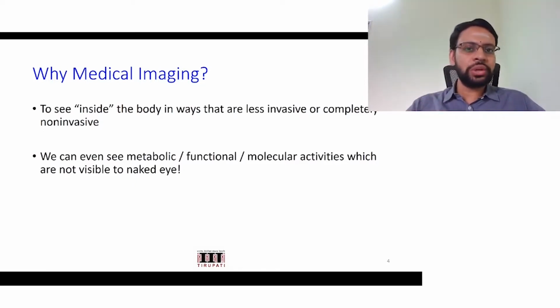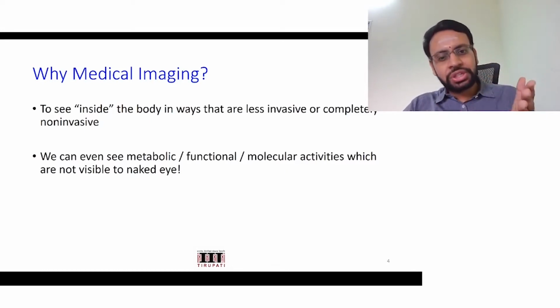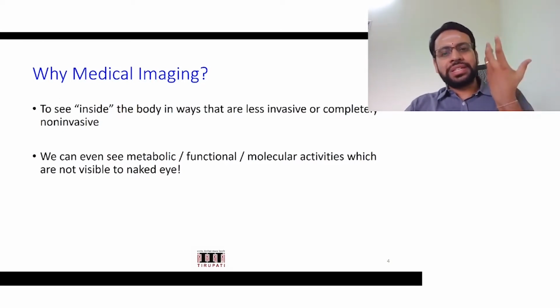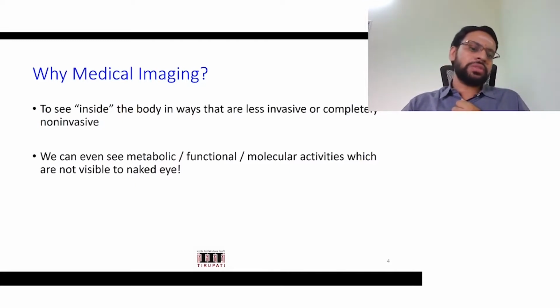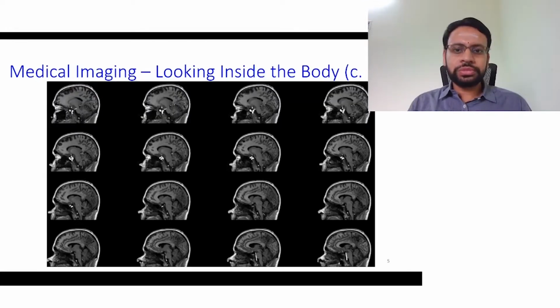But that's not the only information which you could obtain these days. You could obtain information about the metabolic activity of various structures of the body. You could get the functional information on which part of, let's say, the brain corresponds to which functionality, and also the molecular activities, right? This is one example of the kind of scientific advancements that are happening.